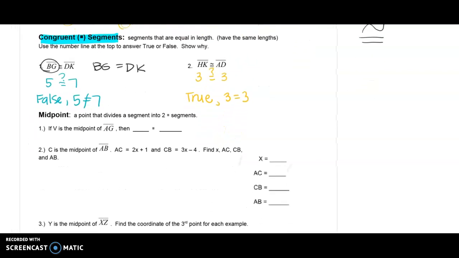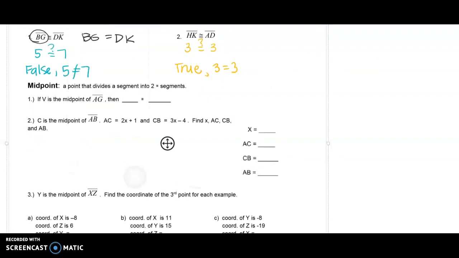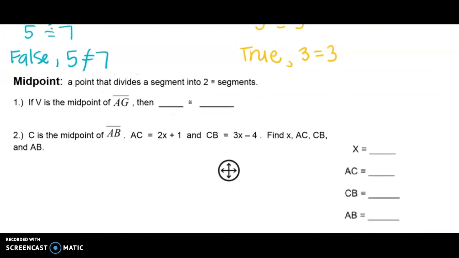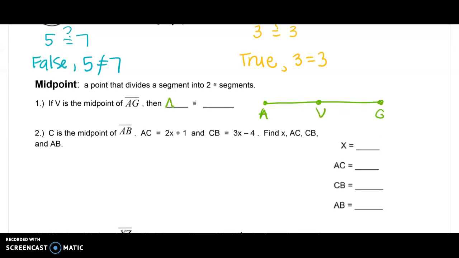We need to know what congruent means because when we look down here at midpoint, a midpoint is a point that divides a segment into two congruent segments, which you might remember from Math 1. So the midpoint's in the middle. So if B is the midpoint of AG, then we're looking at a segment that looks like this. We have a segment AG with B in the middle, meaning that AB is going to be congruent to BG. Those two things will be congruent.